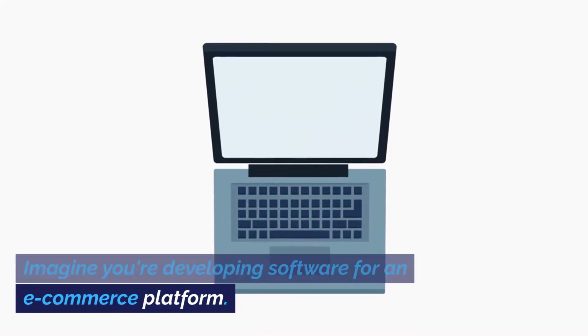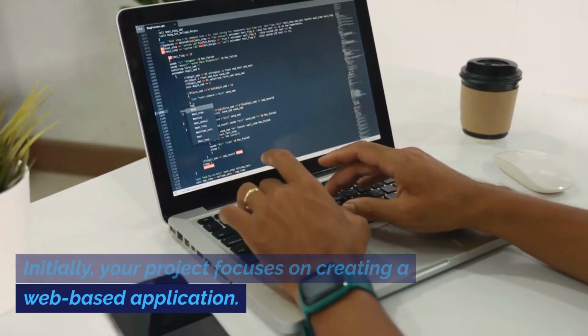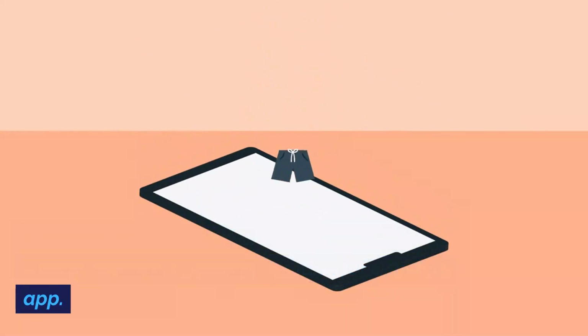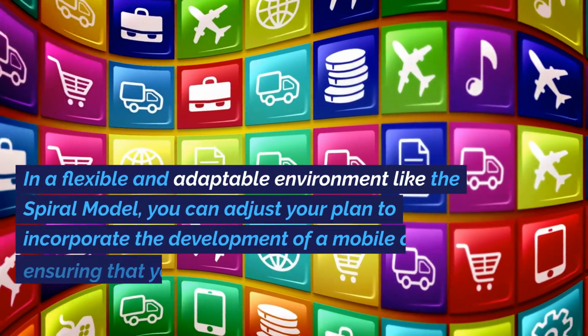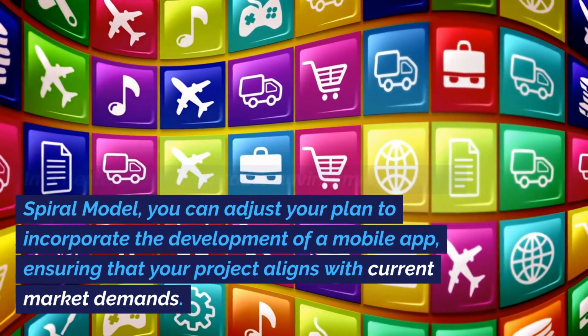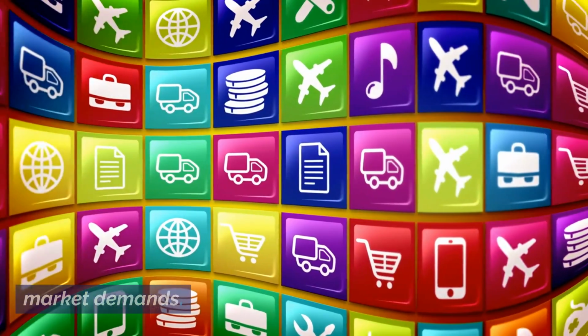Imagine you're developing software for an e-commerce platform. Initially, your project focuses on creating a web-based application. However, as the project progresses, market trends indicate a growing demand for a mobile app. In a flexible and adaptable environment like the spiral model, you can adjust your plan to incorporate the development of a mobile app, ensuring that your project aligns with current market demands.